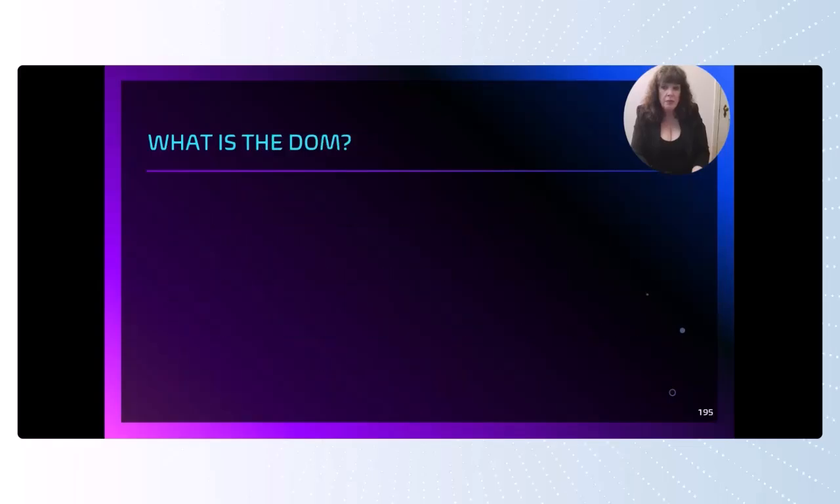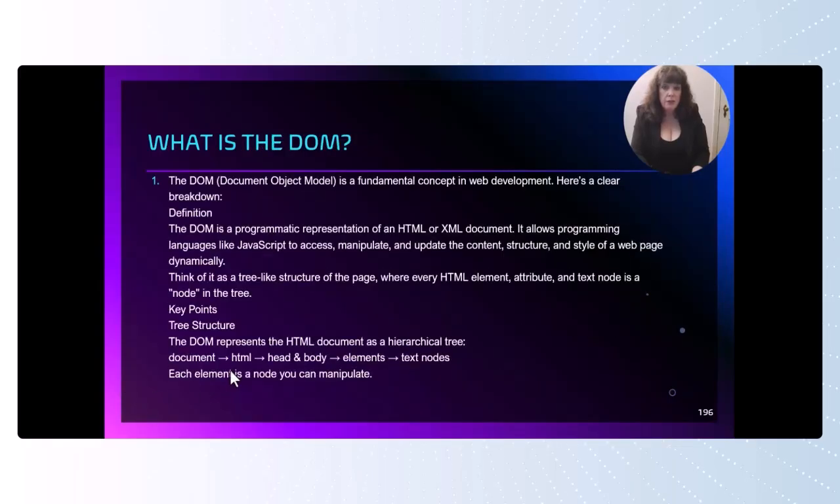What is the DOM, the Document Object Model? It's the fundamental concept in web development. It's a programmatic representation of an HTML or XML document. So most of the time for the web page it's HTML, and it allows programming languages like JavaScript to access, manipulate, and update the content, structure, and style of a web page dynamically.